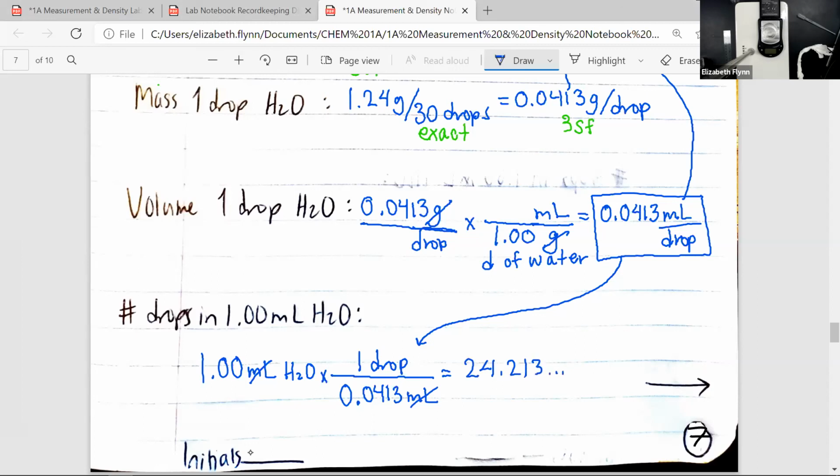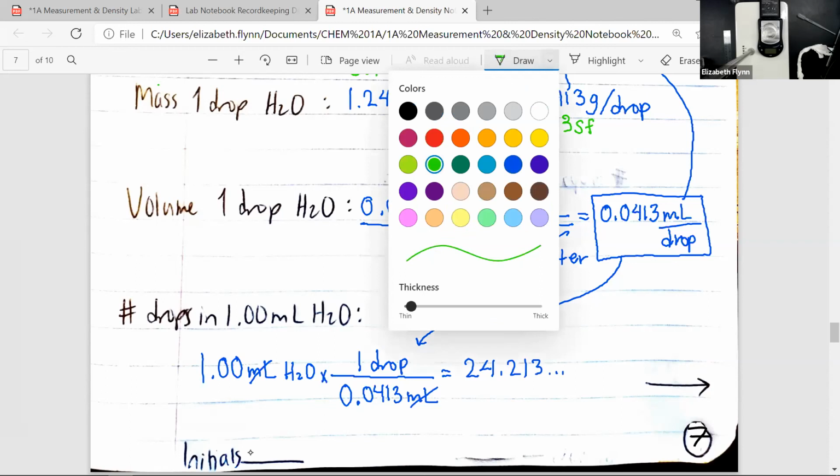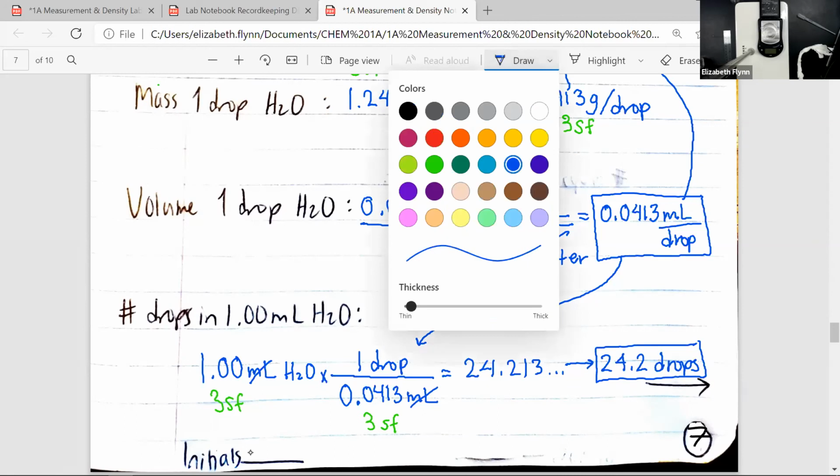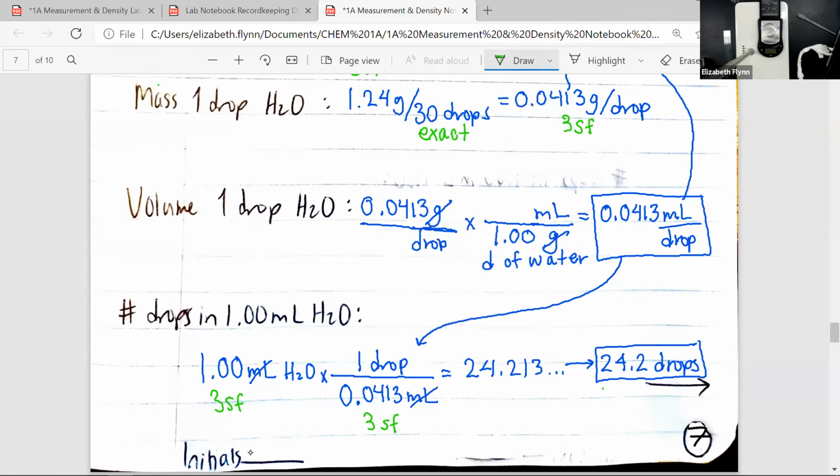drops per milliliter, but let's make sure that we round to the proper significant figures. So there's 3 significant figures here, 3 significant figures here. So let's round to 3 significant figures in the final answer, 24.2 drops per milliliter. Good to know. 24, just about, drops in a milliliter.